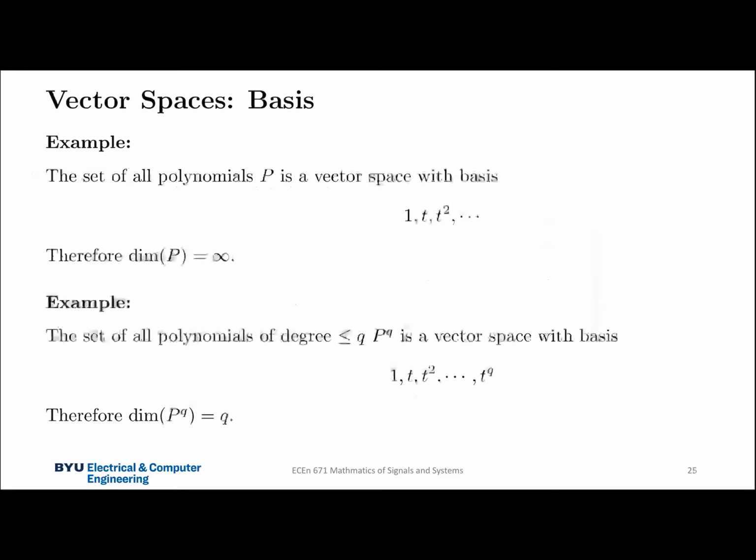You could think about the set of all polynomials P. A basis for the set of polynomials is going to be 1, t, t squared, t cubed, t to the fourth, etc., and there's an infinite number of those. So the dimension of the set of all polynomials is infinite. Or you could think about the set of all polynomials of degree less than or equal to q. We'll call that Pq. A basis there would be 1, t, t squared, up to t to the q. We don't need anything more because we don't need higher degrees. So in this case, the dimension would be q plus one.